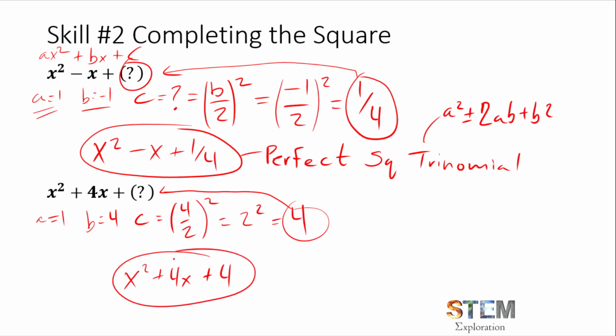So that's all we're trying to do when we say complete the square: what value do we need to make this a perfect square trinomial? Now that we're in this scenario and we have this skill, let's move on to actually using an example.